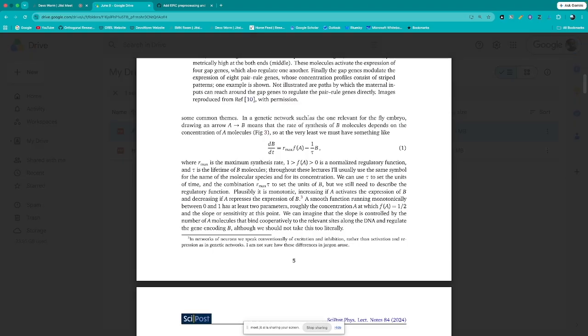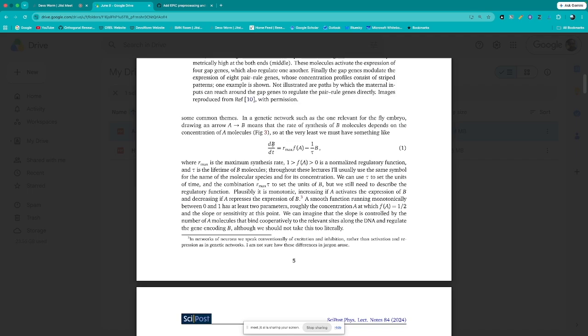Let's see, in a genetic network such as the one relevant for the fly embryo, drawing an arrow A to B, where you have different nodes labeled with letters. A to B is this flow of information from node A to node B. It means that the rate of synthesis of B molecules depends on the concentration of A molecules. So you have a dependency that's formed by this information flow.